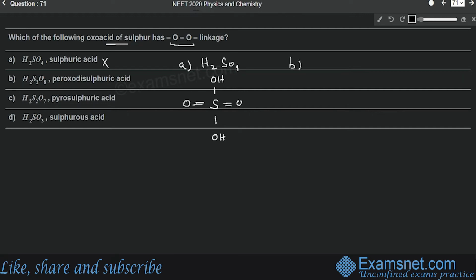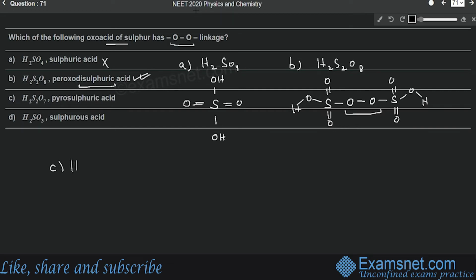Okay, now the next one is H2S2O8, that means peroxo disulfuric acid. That means it is a combination of two sulfuric acids. Okay, so this is the first sulfuric acid, sulfur, double bond O, then one OH. Then to this side, one hydrogen is removed in bond formation. Only one O is remained, and then another O, that is part of another sulfuric acid. Okay, so sulfur, double bond O, and then one more OH. Okay, so here we can see that there is a oxygen-oxygen linkage. That means this will be the correct answer. Okay, but we'll check for others as well.